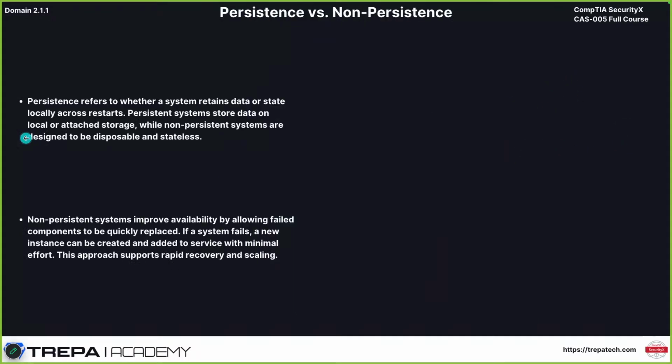Okay, persistence versus non-persistence. Persistence refers to whether a system retains data or state locally across restarts. Persistent systems store data on local or attached storage, while non-persistent systems are designed to be disposable and stateless. Non-persistent systems improve availability by allowing failed components to quickly be replaced. If a system fails, a new instance can be created and added to service with minimal effort.